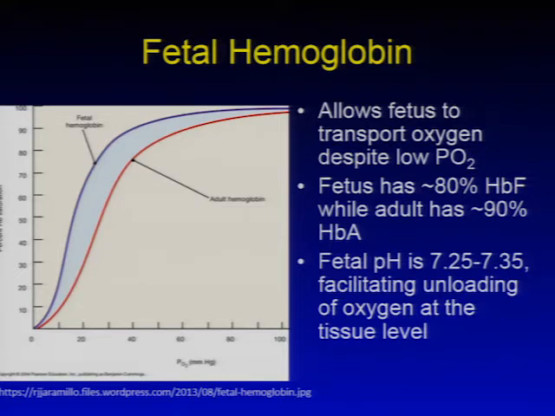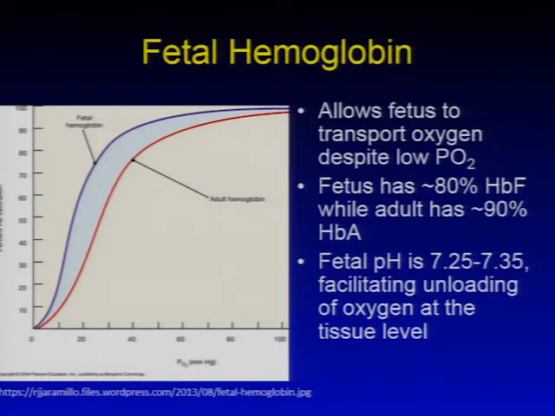I mentioned fetal hemoglobin just a slide ago. This is the curve which shows the oxyhemoglobin dissociation curve. You can see that hemoglobin F actually has a higher affinity for oxygen, which improves uptake at the placenta despite low PO2. You can see here that the fetal hemoglobin shown in blue, compared to adult hemoglobin shown in red, for any given PO2, has a higher oxygen saturation than the adult hemoglobin.